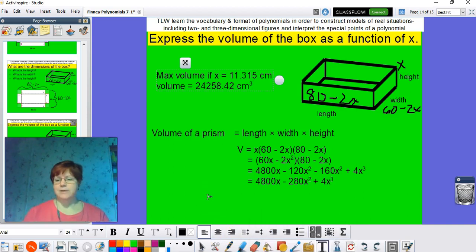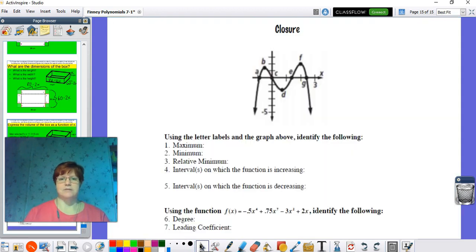Okay, so what I'm going to do is post this closure that you see here on its learning. And I'm going to ask you to answer it on its learning, and that'll be your grade. Okay? Thanks, guys.